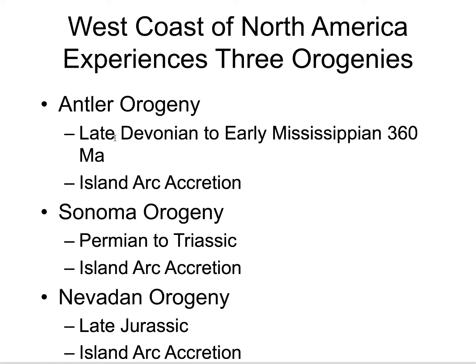So the Antler orogeny is late Devonian to early Mississippian, around 360 million years old, and what's happening here is we're going to accrete an island arc onto western Laurentia. And then for the Sonoma orogeny, we're going to accrete a small microplate, almost like an Avalonia, to the west coast as well. This is another island arc, maybe microplate accretion, at the Permian-Triassic boundary right around 250 million years ago.